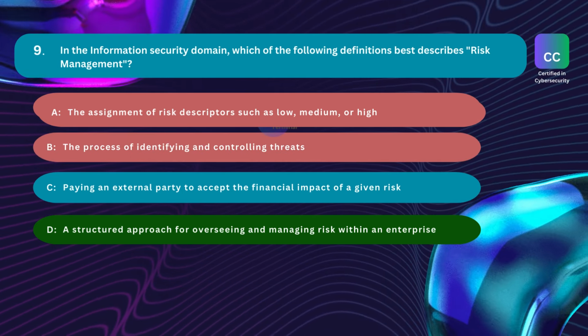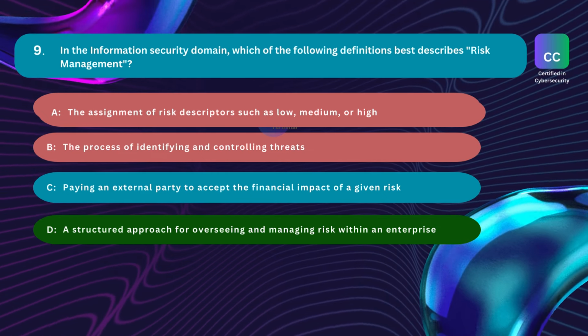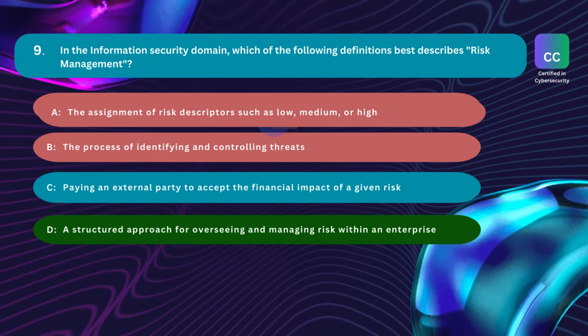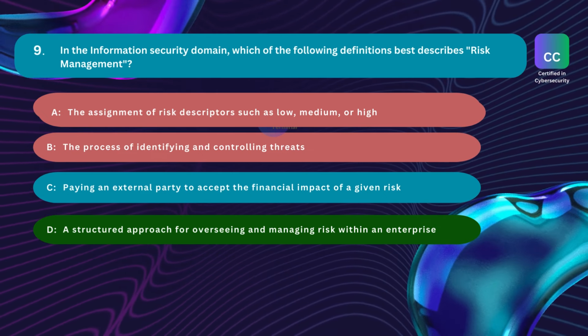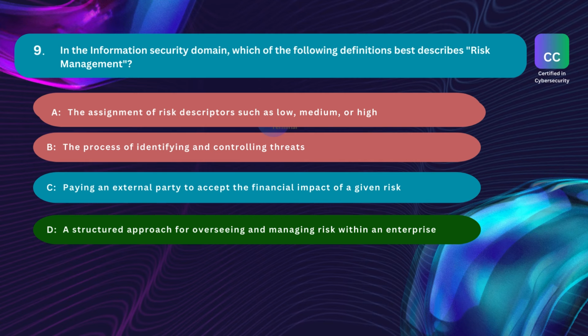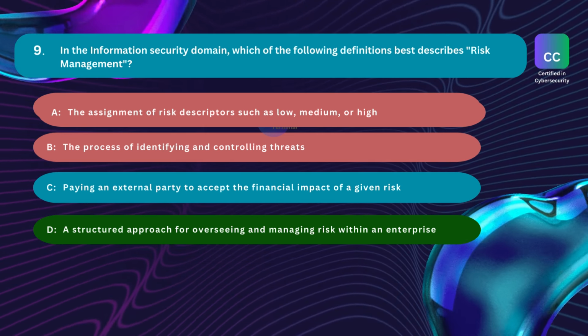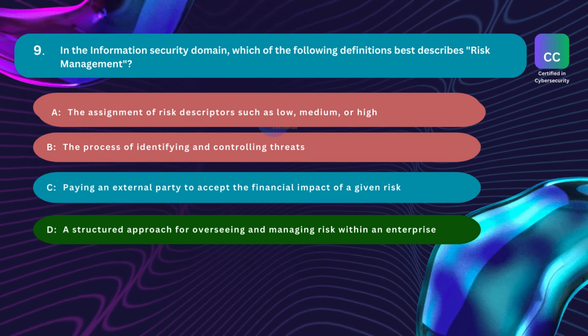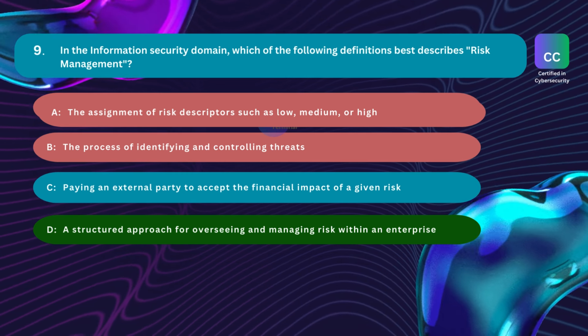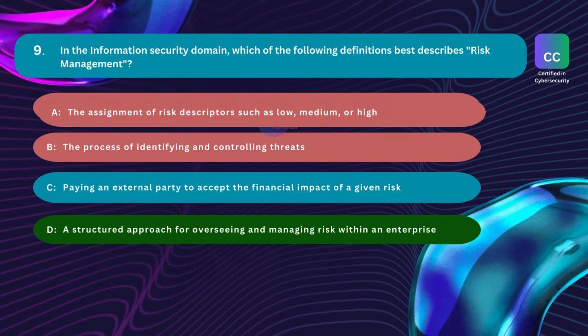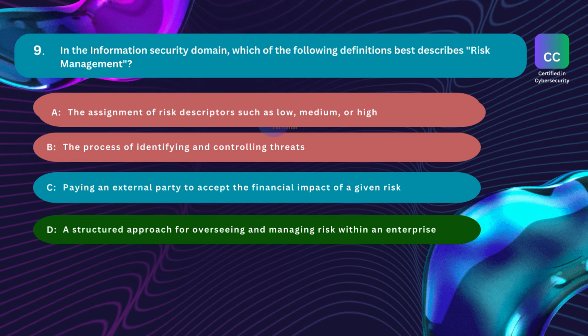Option B is partially correct. Risk management involves more than just identifying threats. It includes assessing vulnerabilities, evaluating potential impacts, and implementing measures to control and mitigate risks. The term threats also focuses on one aspect of risk, excluding other elements such as opportunities and uncertainties.